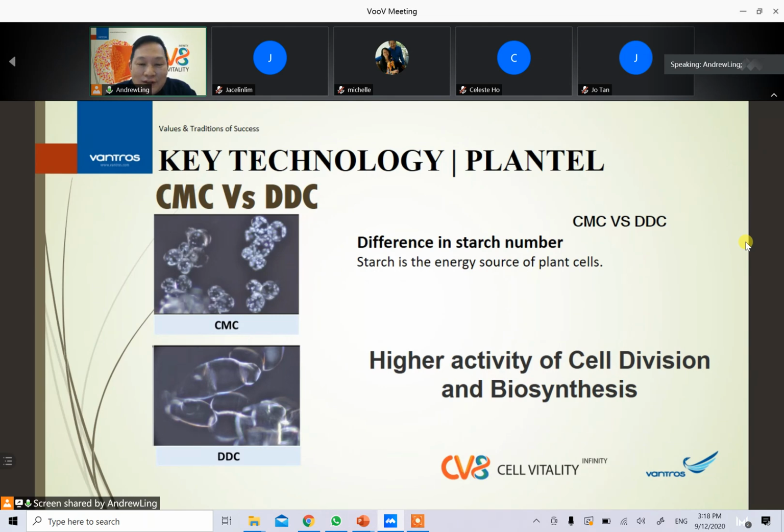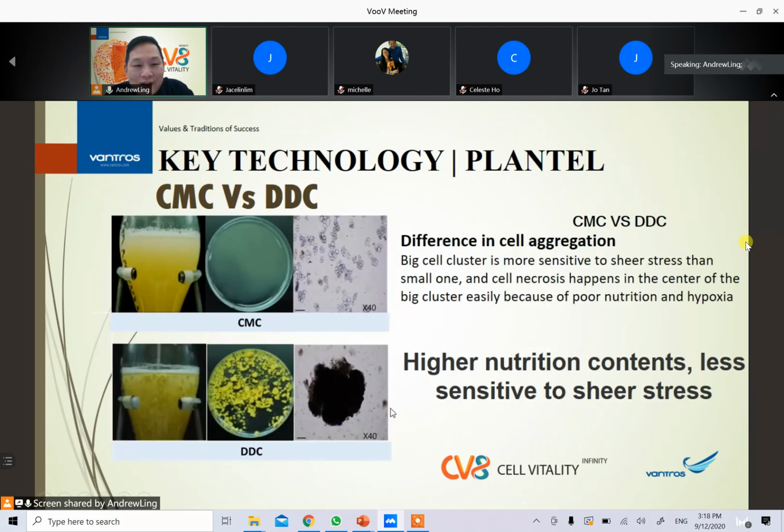Okay, one of the differences is the starch content. If you look at the CMC cell, there's a lot of starch. So that is why it has a higher activity of cell division and biosynthesis as compared to the DDC cell. That means, in other words, during the cell division process, the CMC cell actually differentiates faster. Okay, and of course, this is another classic example.